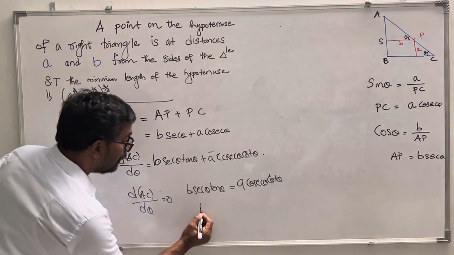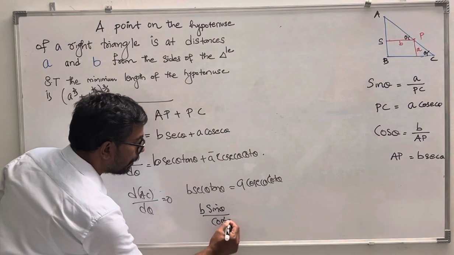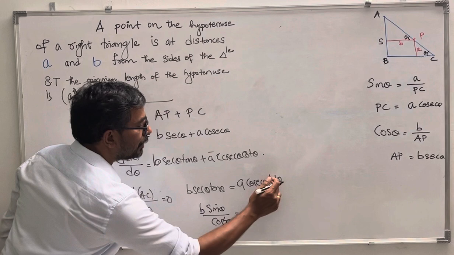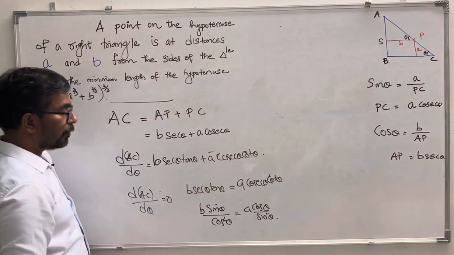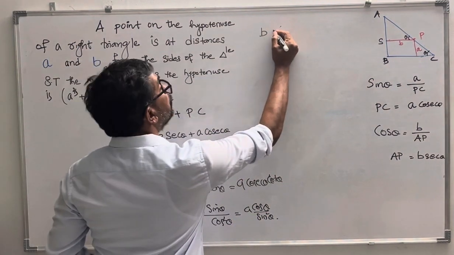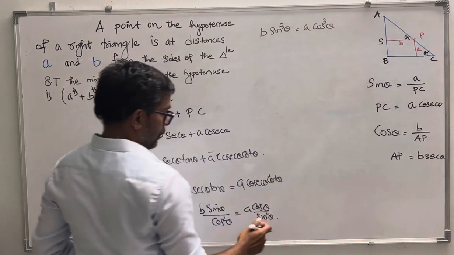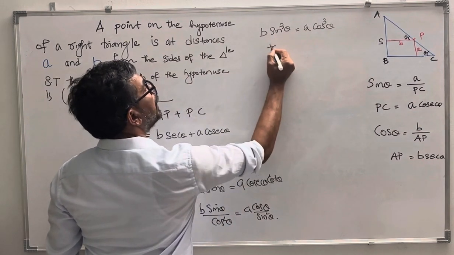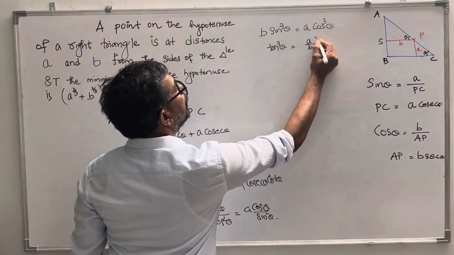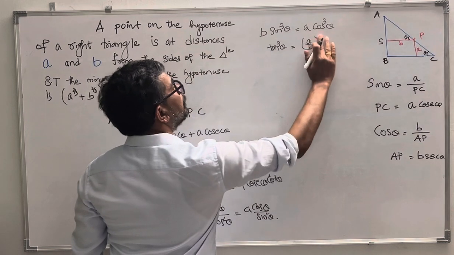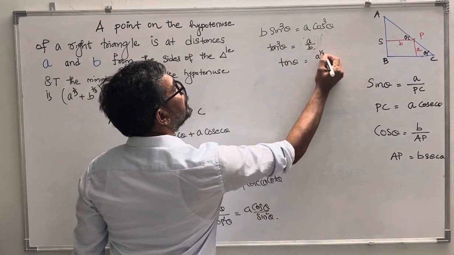Now this is B, 1 by cos, sin by cos, so only sin will be the numerator, by cos square theta. Similarly here A, 1 by sin, cos by sin, so only cos will be the numerator, by sin square theta. When you cross multiply, you will get B sin cube theta is equal to A cos cube theta. From here, dividing by cos cube, tan cube theta is equal to A by B. So next we will write tan theta is equal to A power 1 by 3 by B power 1 by 3.